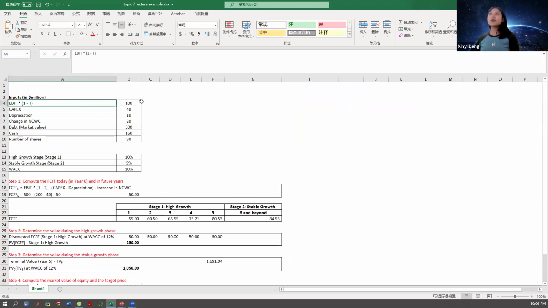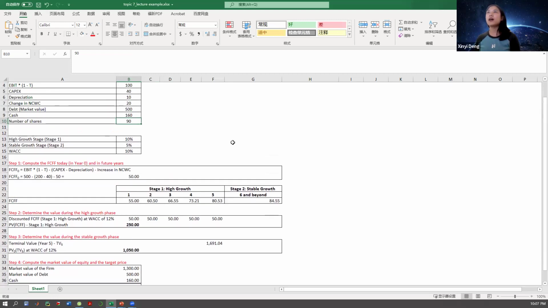We also know the information that we need to calculate the free cash flow to firm in year 0. The after-tax EBIT is 100, and the capex is 40. By the way, all those amounts are in millions, and the depreciation is just 10. The change in non-cash working capital is 20, and the market value of debt is 500. Also, the cash is 160, and the number of shares is 90.